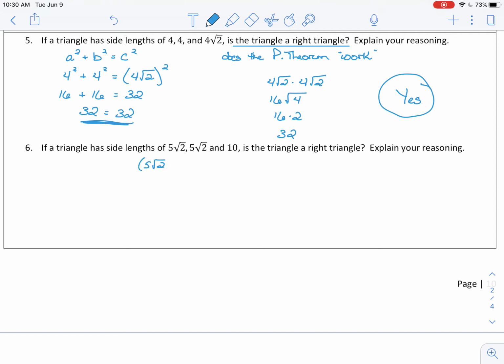I'm going to square my 5 root 2's, the potential legs. And I'm going to see, does it equal 10 squared? I'm going to start with the easy side. 10 squared is 100. If the left-hand side equals 100, then I know we have a right triangle. So I need to do my work to square 5 root 2. I'm going to multiply it by itself.